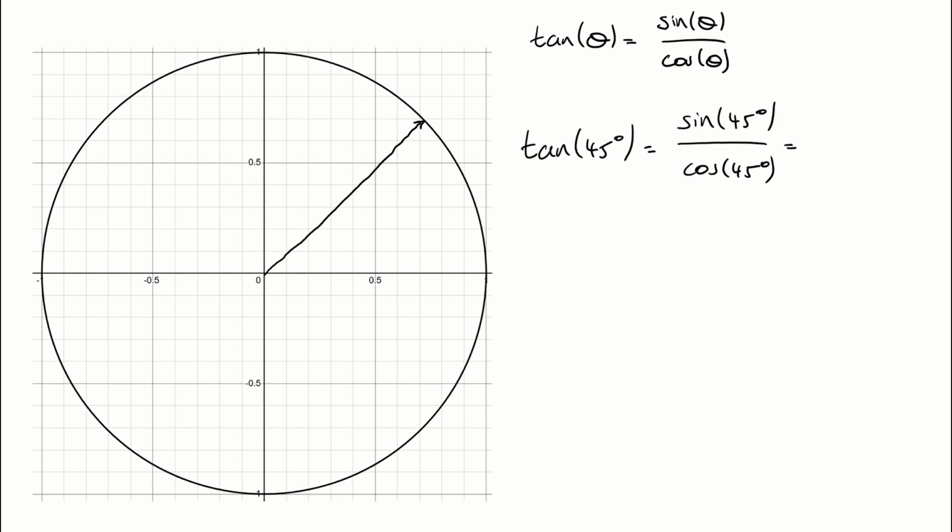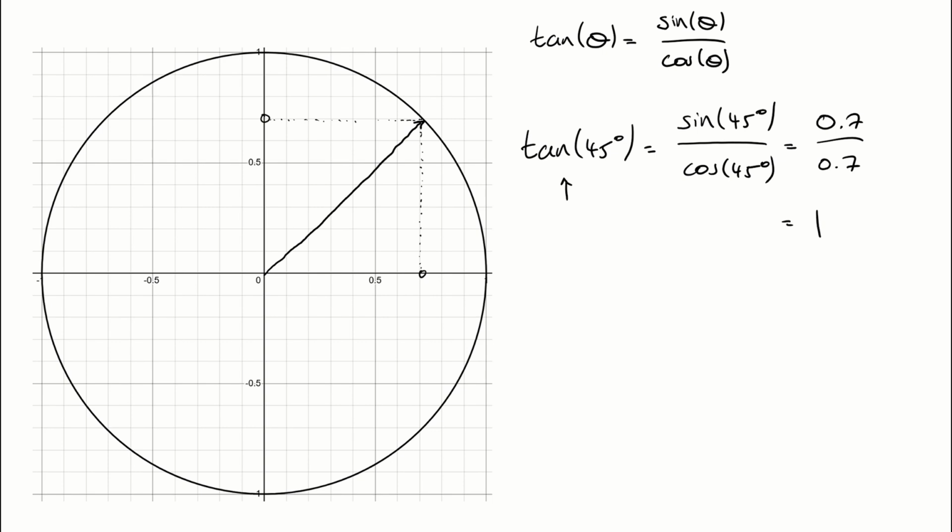Now, if I measure my sine, I come across to the y-axis, and I'm at about 0.7 here. And if I measure my cosine, I come down to my x-axis, and I'm also at about 0.7. So we're looking at 0.7 divided by 0.7. And we can see here that anything divided by itself just gives us 1. Okay, so the tan of 45 degrees, our estimate for it is 1. And if you actually look that up in a calculator, again, you would get the same answer. We see that tan of 45 is in fact equal to 1.